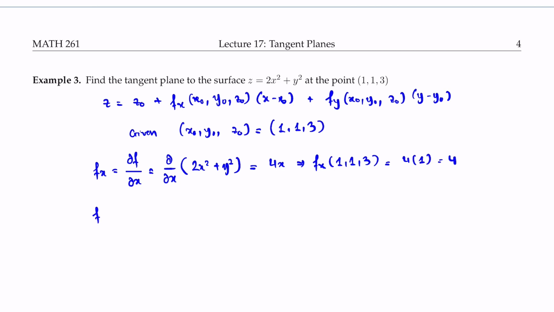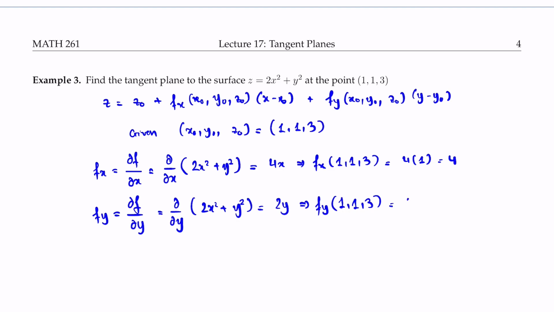For the partial derivative of the function with respect to y, you have partial f partial y, or partial y of 2x squared plus y squared, and this gives you 2y. Then you evaluate the partial derivative of the function with respect to y at the point 1, 1, 3, and you get this to be 2 times 1, or this is equal to 2.